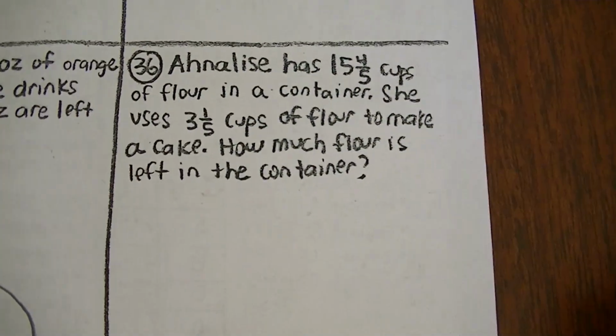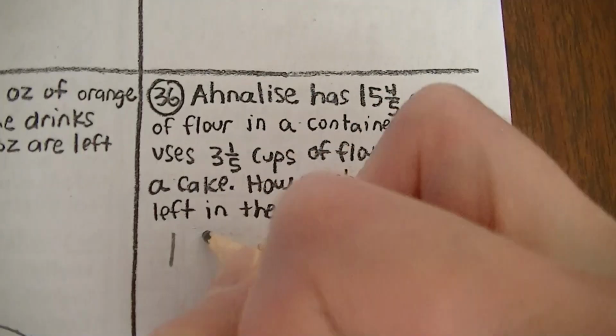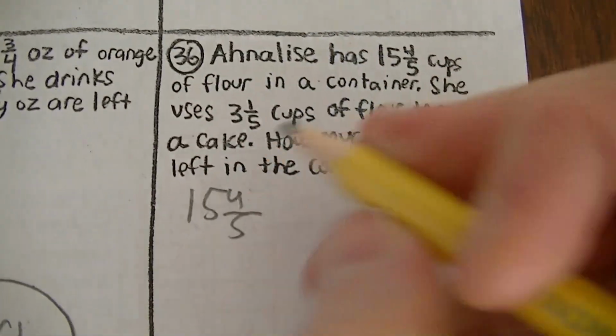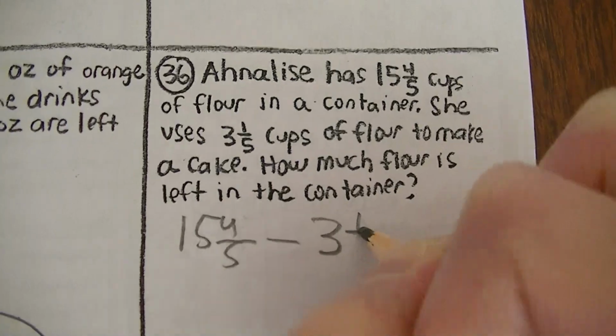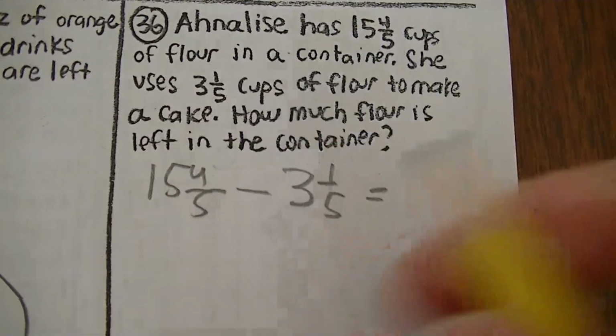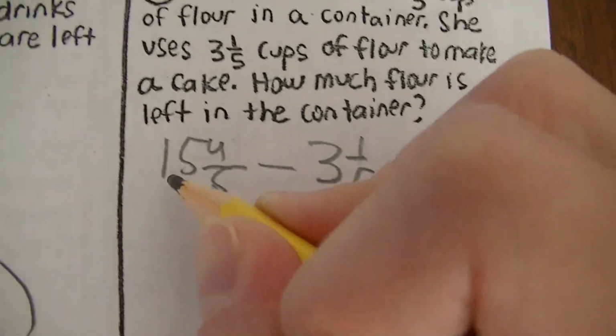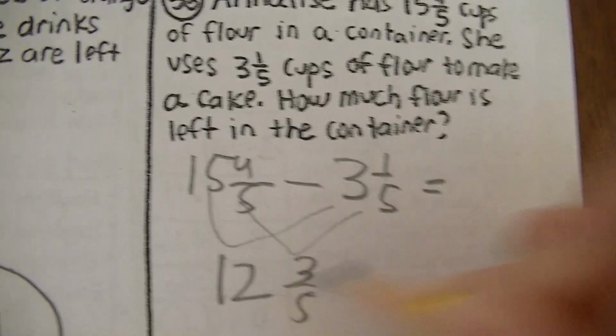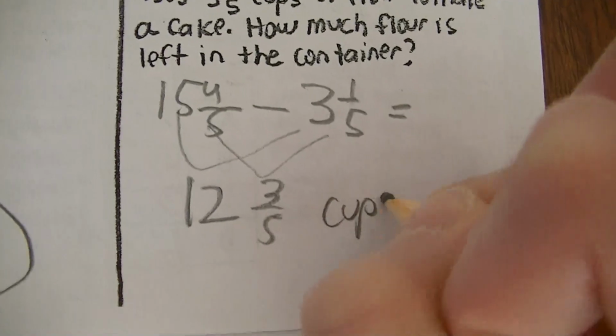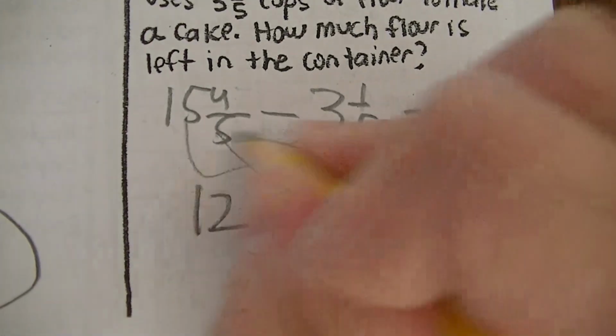Annalise has 15 4/5 cups of flour in a container, and she uses 3 1/5 cups to make a cake. How much flour is left? Oh, good, common denominators. So 4/5 minus 1/5 is 3/5. 15 minus 3 is 12. 12 3/5 cups left. That fraction doesn't simplify, so that's it.